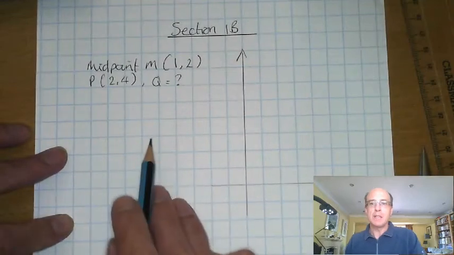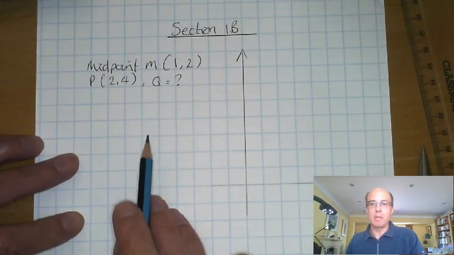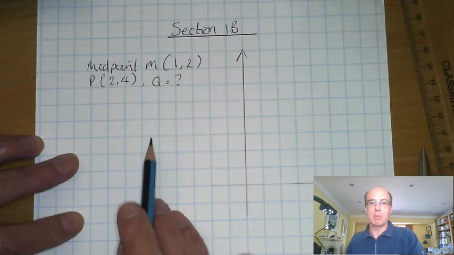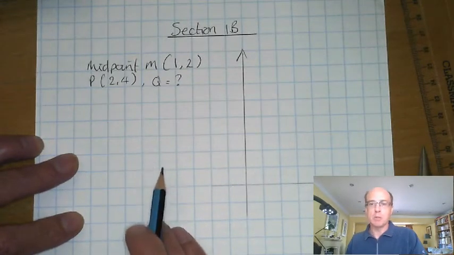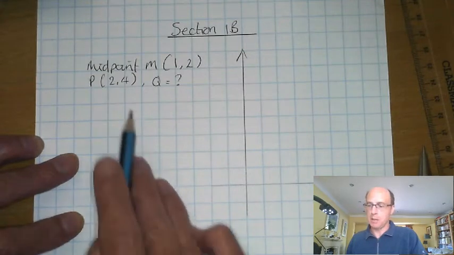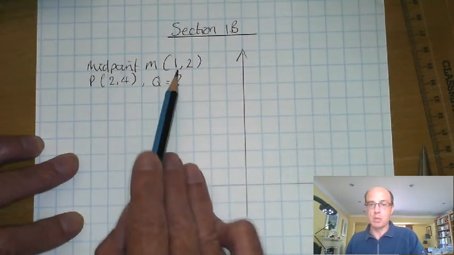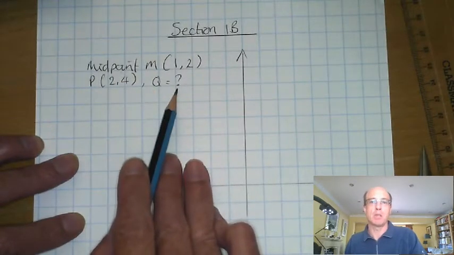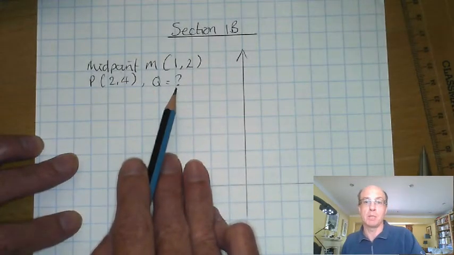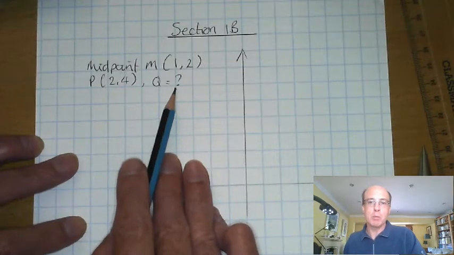Okay, in the examples we've looked at so far, we've been given two ends of the line segment and we've been asked to work out the midpoint of the line segment. Sometimes the questions can be a little bit trickier and they can give you the midpoint and one of the ends of the line segment, and they're going to ask you to work out what the other end of that line segment is.